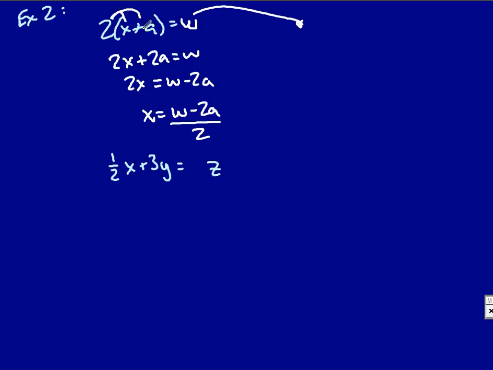The other option that I could have done instead was, well, here's this whole thing, x is combined with x plus a. I could divide the whole thing by 2 right away, which would leave me x plus a would equal w divided by 2. And then I would just subtract a from both sides, and get w over 2 minus a.